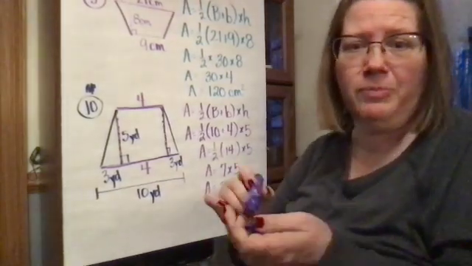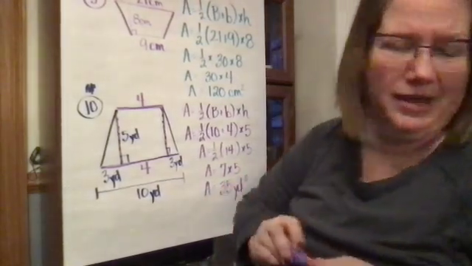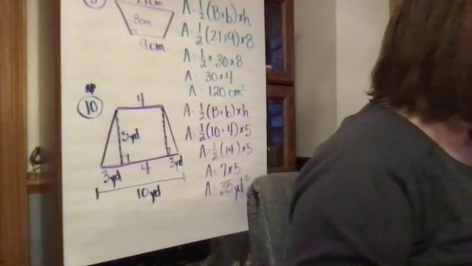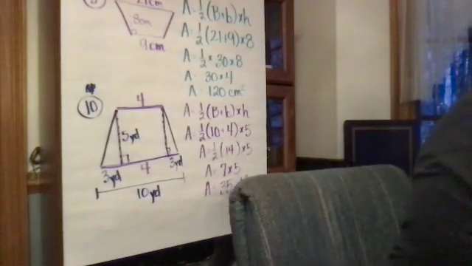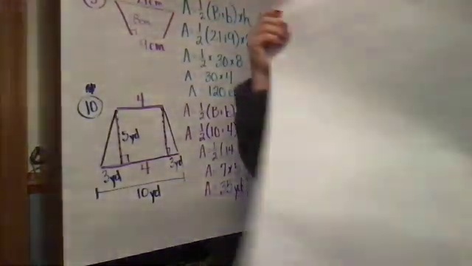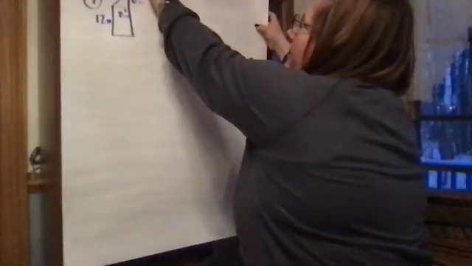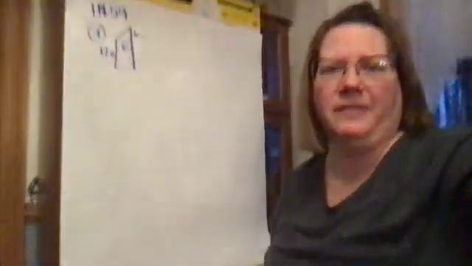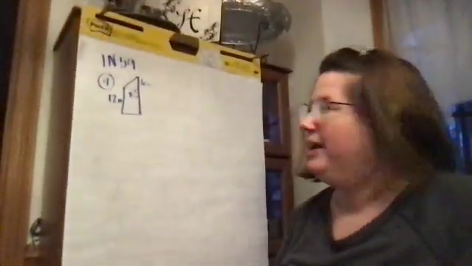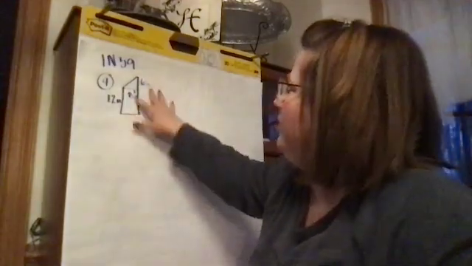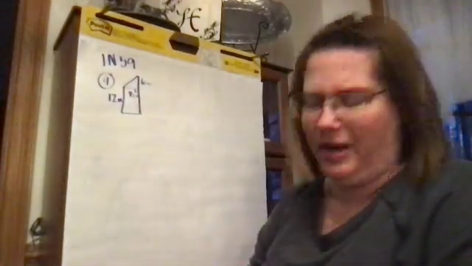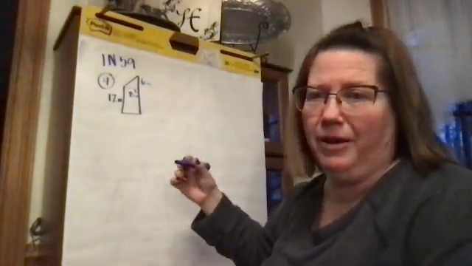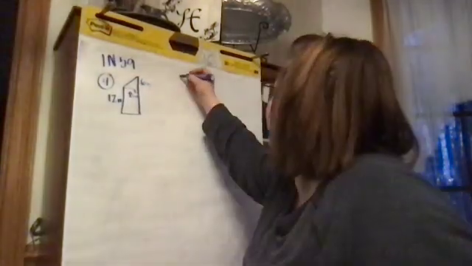Okay, I have one more problem for us to do, and then I will let you work on your assignments. This is number 4. It is at the top of the page, and I liked this one because this trapezoid is a little up and down. It's not our typical, but I'm going to solve it the same way. Start by writing the formula. Always start with the formula.